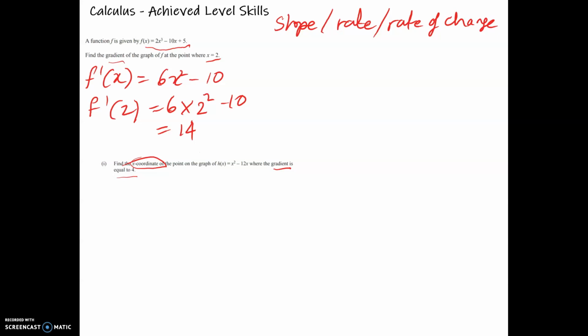So first, again, gradient is a hint that we need to differentiate. So we work out h dash of x equals 2x minus 12. And the next point is to work out what the x coordinate is. So remember the gradient is 4, so 2x minus 12 is equal to 4, and so 2x is equal to 16 and x equals 8. Now if the question did ask for the coordinates and not just the x coordinate, then you'd have to replace x in here with 8 to work out what the y coordinate is, or in this case the h of x.